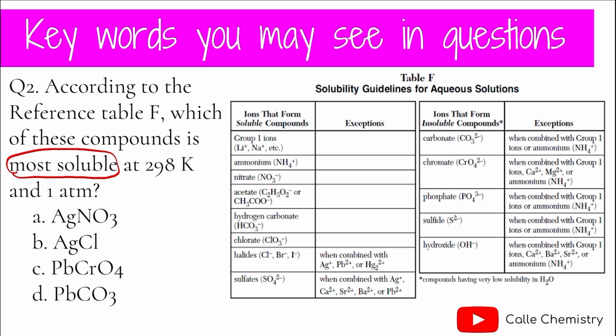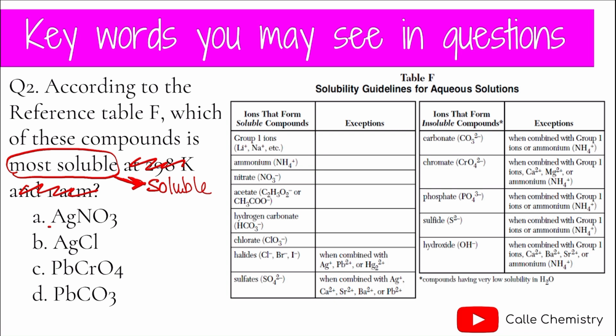Now, there are times when these questions give you extra information to throw you off. So let's focus on the keyword here, most soluble. We know what most soluble refers to. Most soluble refers to a soluble compound. Let's ignore this and this. We don't have to worry about that. We're going to look on table F and we're going to see which one of these is soluble.